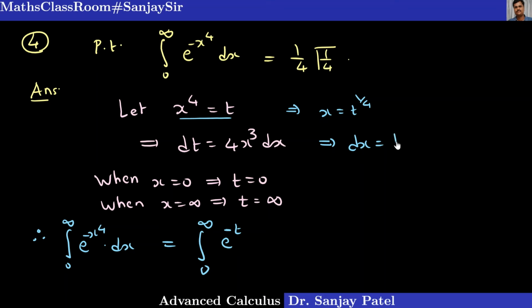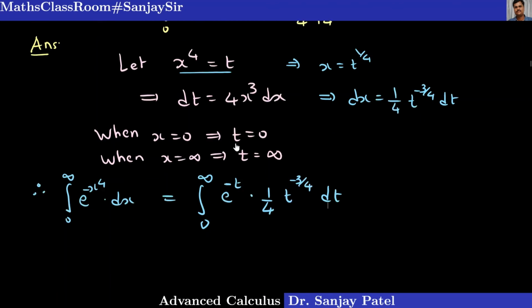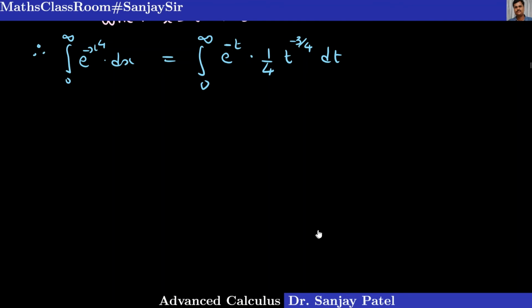I will get 1 by 4 times this is t raised to 3 by 4. When you go, it will go in the denominator. It is t raised to minus 3 by 4 dt. Correct? Just put x is equal to this value and then simplify and make dx as a substitute to the formula. You will get 1 by 4 times this. So this into 1 by 4 t raised to minus 3 by 4 into dt. Now this is something familiar, and it is similar to that gamma function if you write properly.